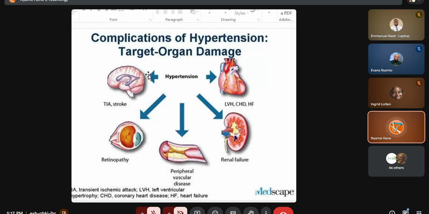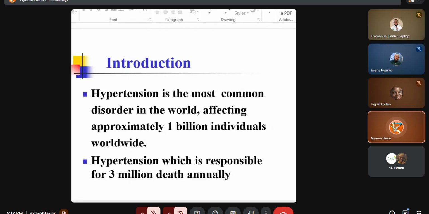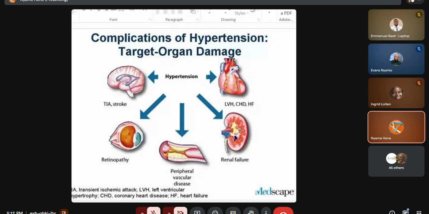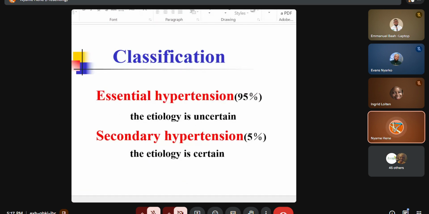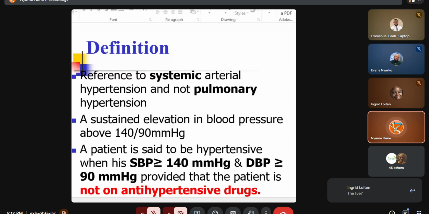And now you understand why it is causing all this, because all these areas will need what? Will need blood vessels to supply the blood, right? So now let's define BP. When we say blood pressure, how do we say someone has blood pressure?